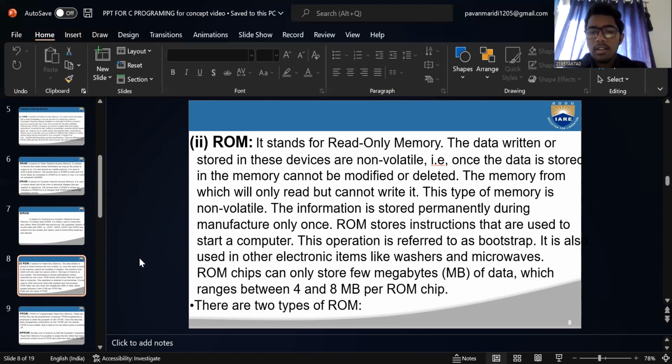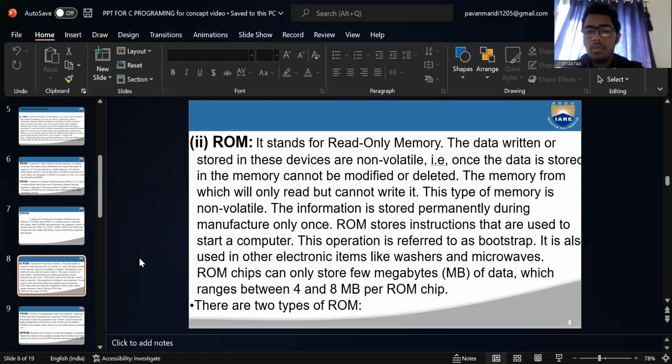ROM stores instructions that are used to start a computer. This operation is referred to as bootstrap. It is also used in other electronic items like washers and microwaves. ROM chips can only store a few megabytes of data, which ranges between 4 to 8 MB per ROM chip.